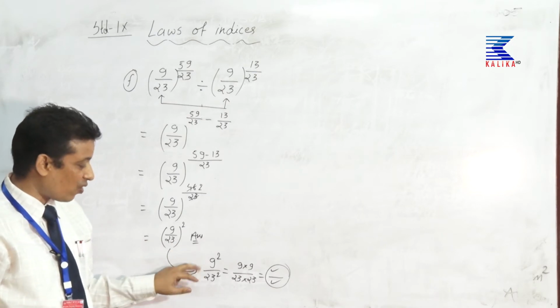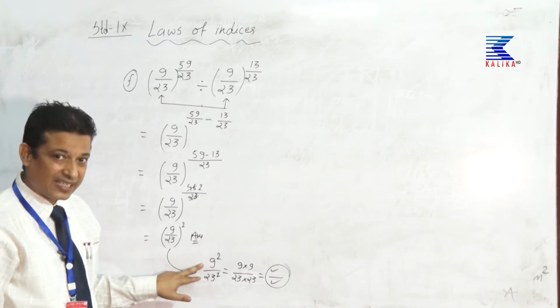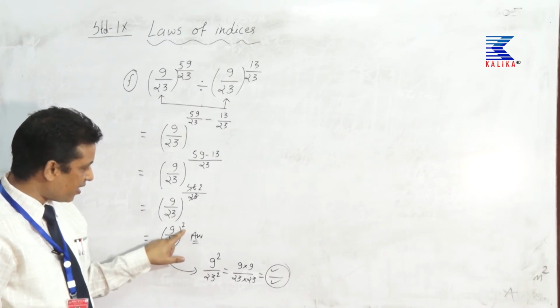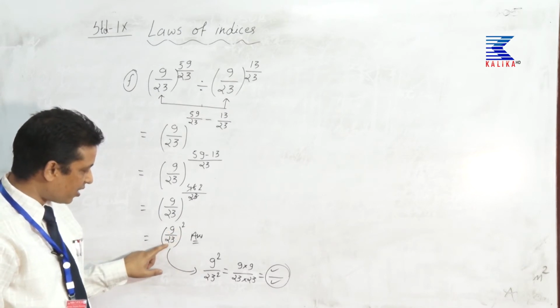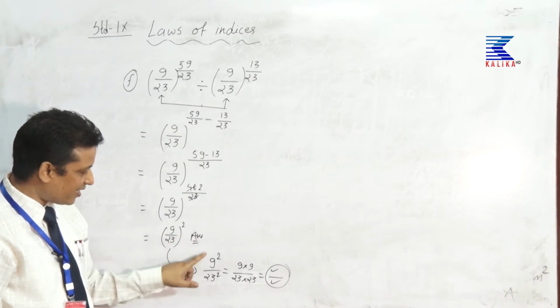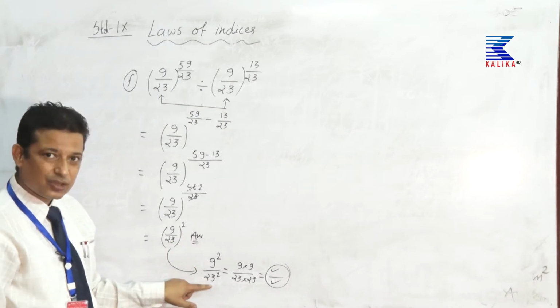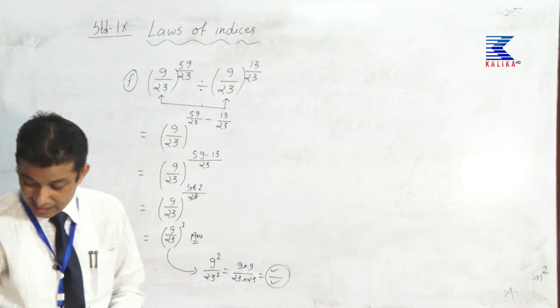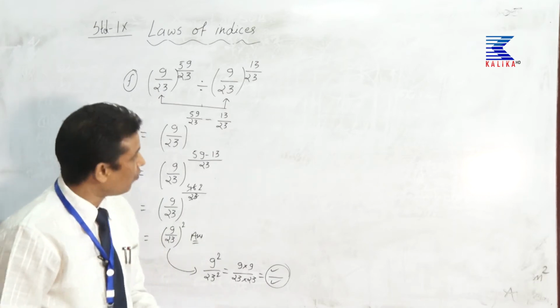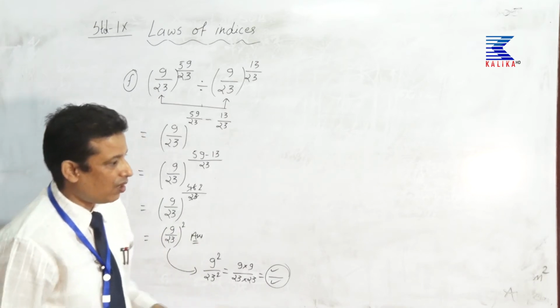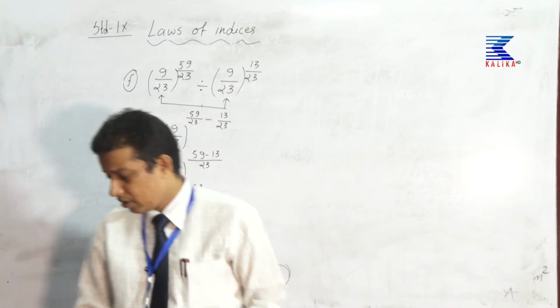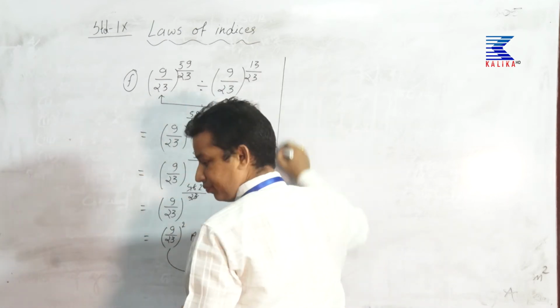And this is just one more law that I have shared today. This square is common for both 9 and 23, so this power 2 is shared by 9 and 23. Okay. Now let me do one more example of this type. So I can take one question.